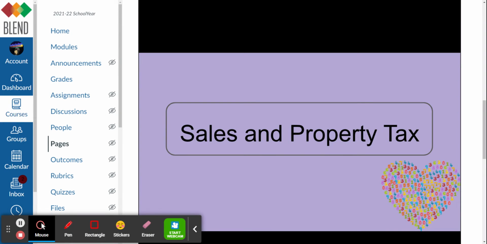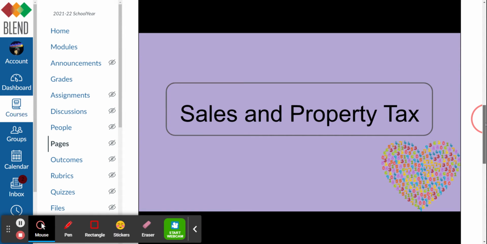Everybody. Today we are going to look at some different types of taxes. We have been talking about financial literacy, which is the ability to know about money and talk about money fluently. So we're going to move on from what we learned yesterday.